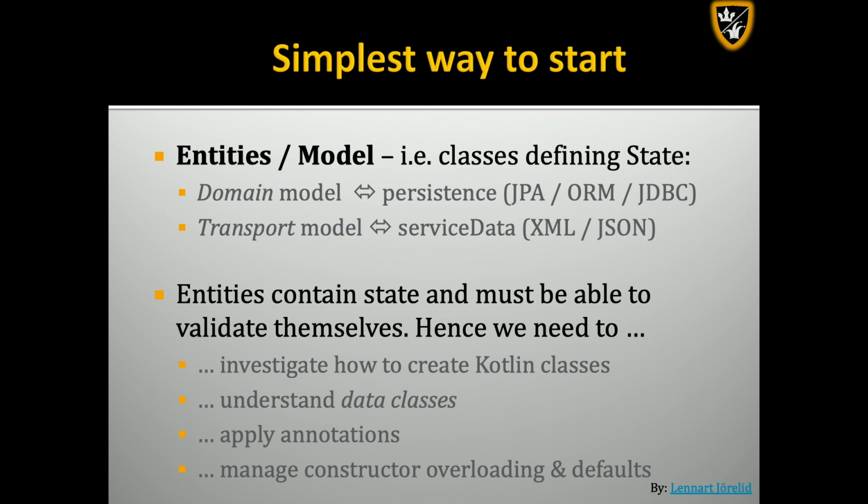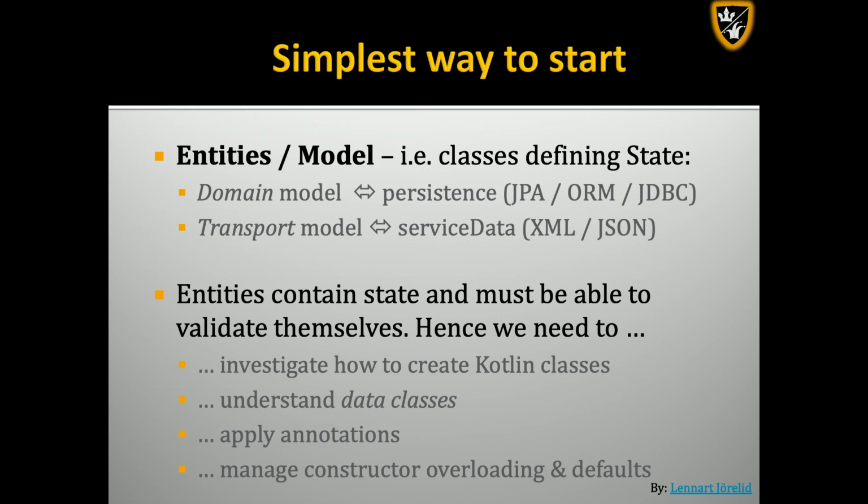So entities contain state, and they have to be able to sort of validate themselves. Right? How would you do that in Java? Well, it's the standard thing you always do. But to do that in Kotlin, we need to know how to create Kotlin classes. I'll compare that to Java, and you'll see why this is actually a rather good idea to take a look at. And you need to understand a concept in Kotlin called data classes. So that's the second bullet.